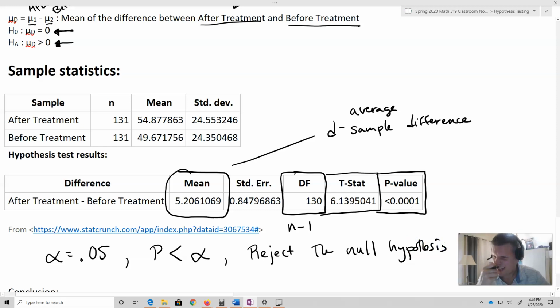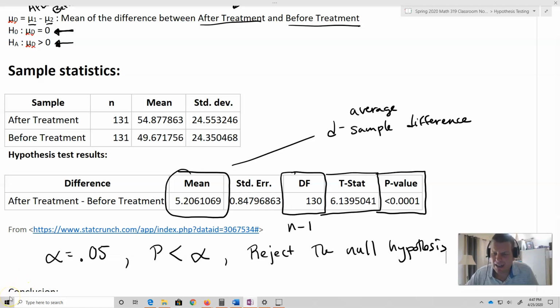What that means is that our sample is statistically very rare if in fact it was the case that the treatment had no effect. So rather than us thinking that it's rare, we're going to say the treatment had an effect. That's why we reject the null hypothesis. We don't believe in things that are super rare. Instead, we believe that our treatment worked.